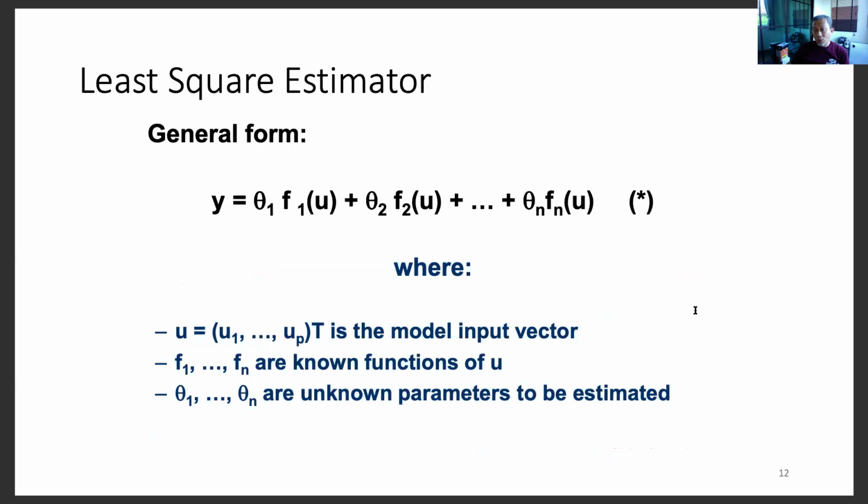The general form of the least square estimate is represented by this equation: y is equal to theta 1 f1(u) plus theta 2 f2(u) plus dot dot dot plus theta n fn(u), where u is the model input vector. f1 to fn are known functions of u, and theta 1 until theta n are the parameters to be estimated. And of course, y is the output.